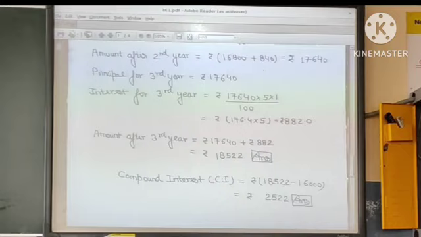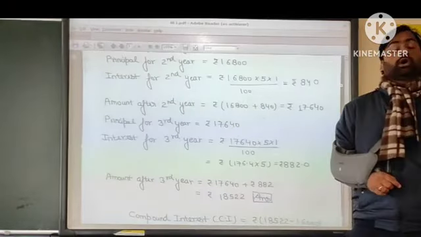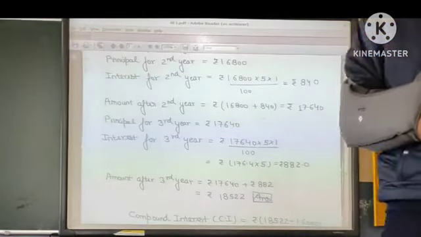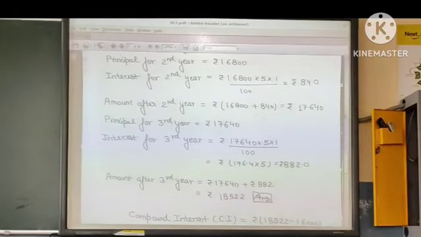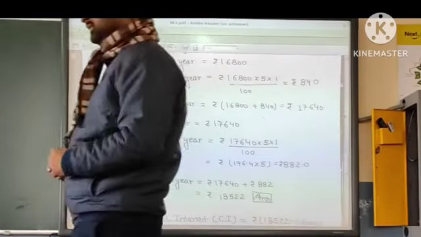Or one more way is there. What is the total amount after 3 years? So the amount after 3 years will be what? After the third year, just add the principal for the third year and the interest for the third year. You get 18,522.